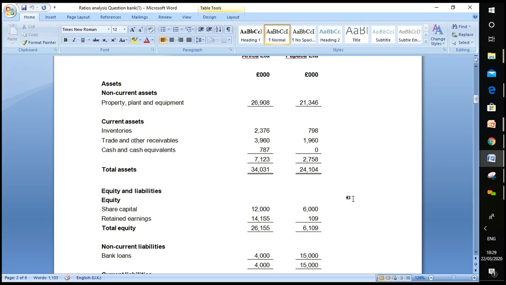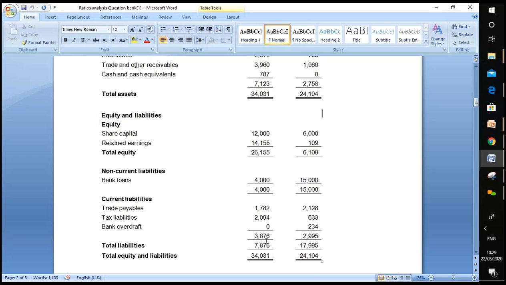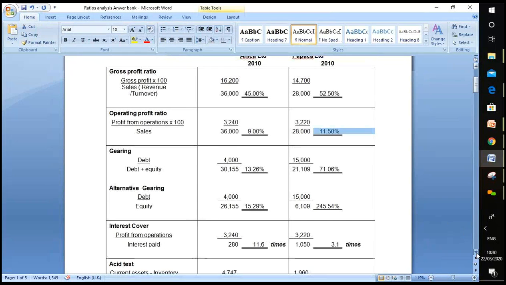If I need to calculate the liquidity ratio, the formula is current assets divided by current liabilities. My current assets are 7,123, and my current liabilities, I'll go down and find, are 3,876. So I can divide them and calculate. Yesterday we discussed that it needs to be approximately 2 to 1, but this is not a hard and fast rule; it can vary from industry to industry. Now we'll go back to our calculation and look at liquidity first.